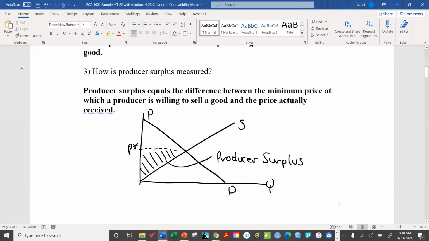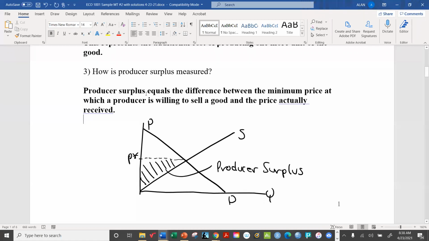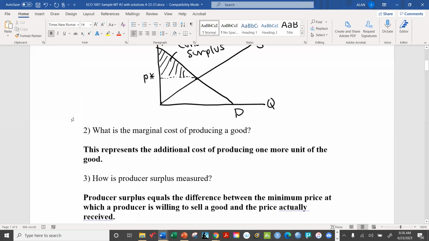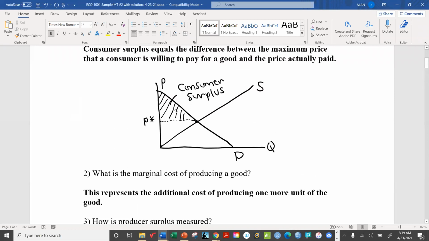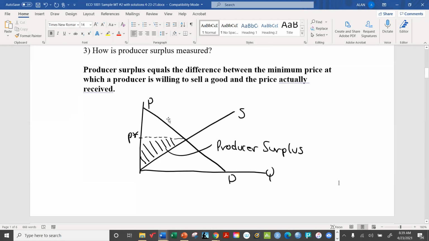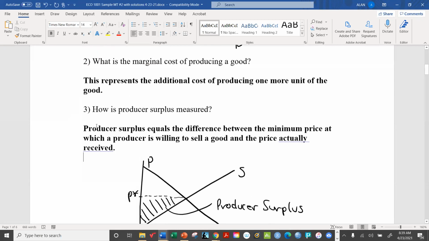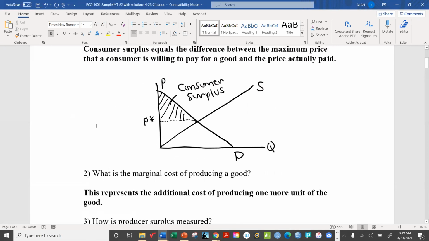Okay, so again, you can choose to either draw the picture in this example or write out the explanation in English, or possibly do both. As long as I can see that you get it, that's good enough. All right, so just remember, consumer, we're looking at the demand curve. Producer, we're looking at the supply curve. And the boundary is always the equilibrium price. That's the difference between the two.